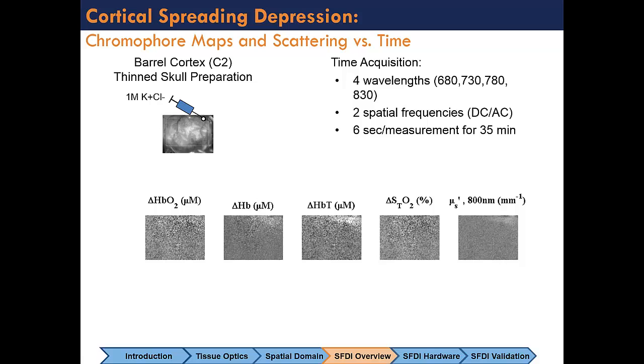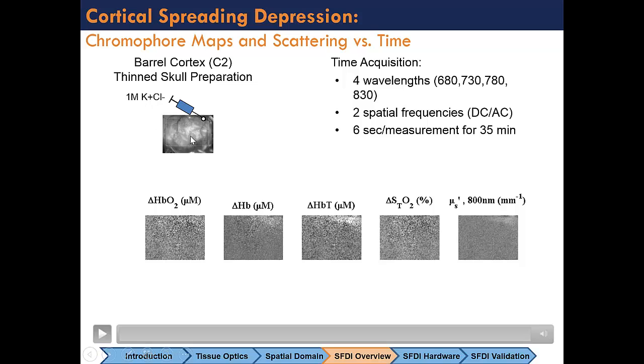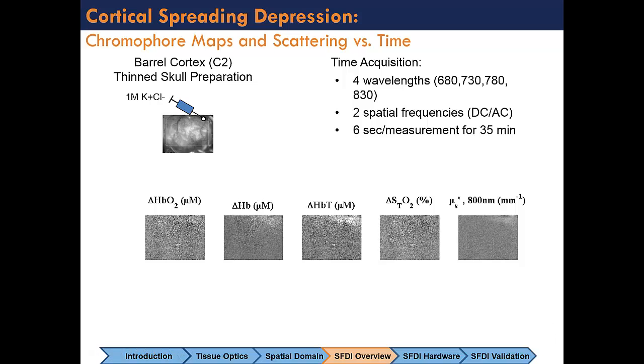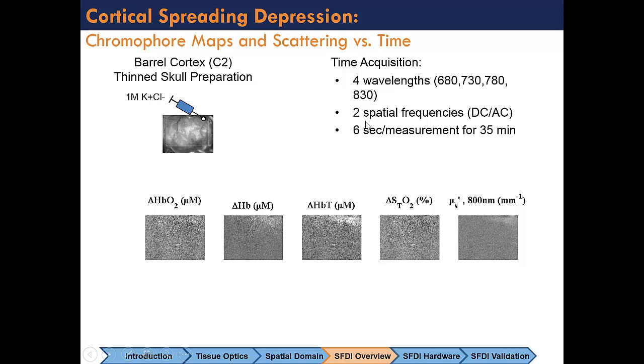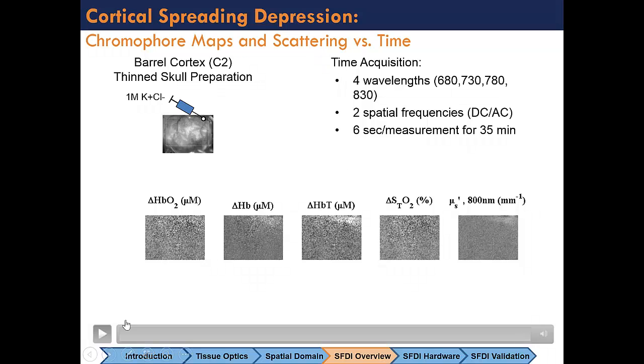In neuroscience, if you inject potassium chloride into the cortex of the brain, and you thin the skull, so the brain is intact, and this is in a mouse, but you can see straight into the brain. What will happen is that you'll generate a cortical spreading depression wave. We looked with 4 wavelengths and 2 spatial frequencies and made 6 seconds per measurement for 35 minutes. So this is a sped up video. And you'll be able to see the contrast, hopefully.